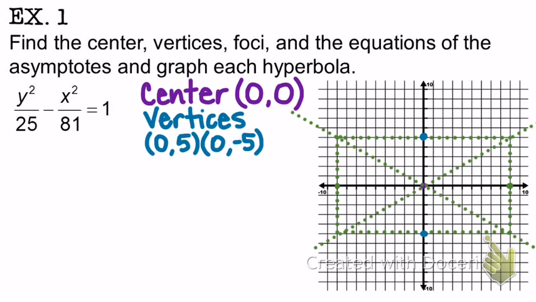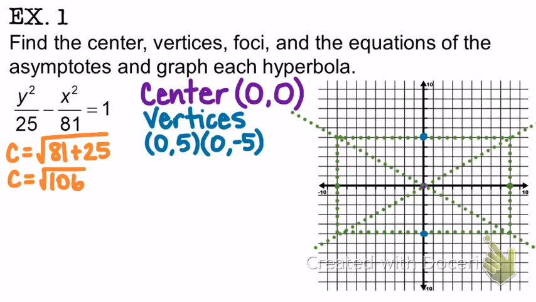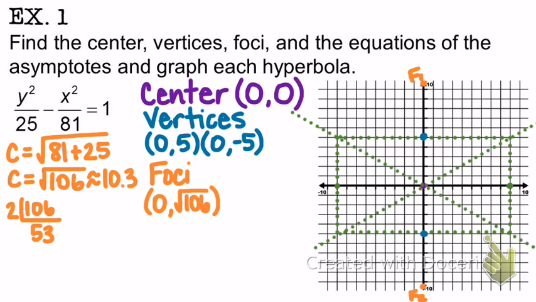Next, we need to find our focus points, so c equals the square root of 81 plus 25. 81 plus 25 is the square root of 106. 106 does not simplify or factor any further, so I'm just going to say that it's approximately 10.3 for graphing purposes. So we're going to go up 10.3 spaces from the center and down 10.3 spaces, and those will be our focus points. To write those as an ordered pair, since we didn't go left or right any, it's going to be 0, positive square root of 106 and 0, negative square root of 106.